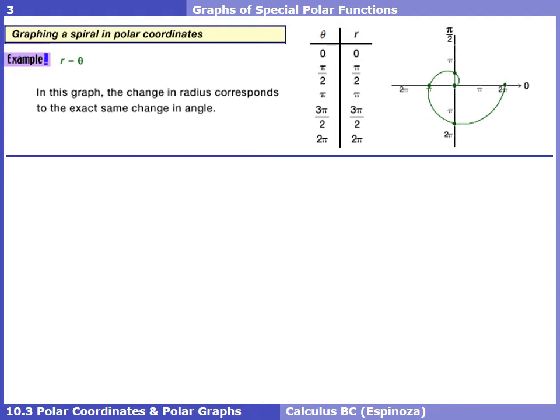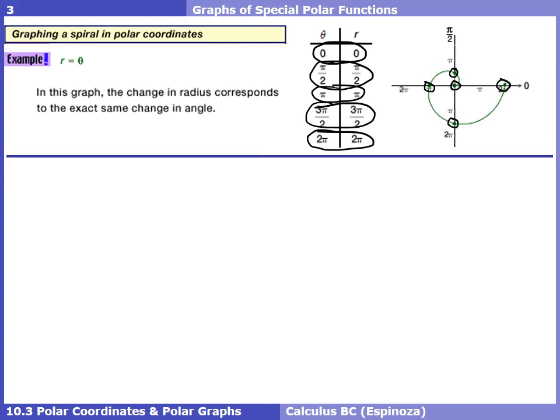And luckily, graphing these graphs is very similar to doing it in the xy plane. 0, 0 would be this point right here. Pi over 2 comma pi over 2 would be this point right here. Pi comma pi would be this point. 3 pi over 2 comma 3 pi over 2 would be this point. And then 2 pi comma 2 pi would be this point.